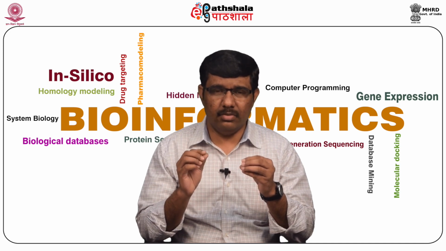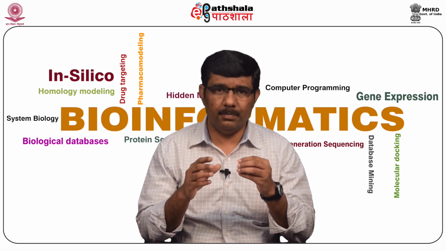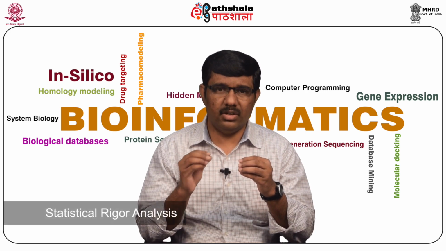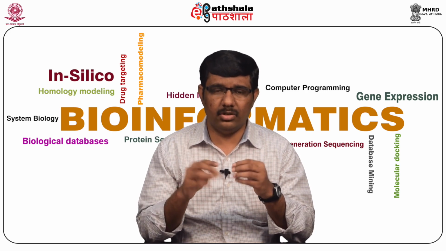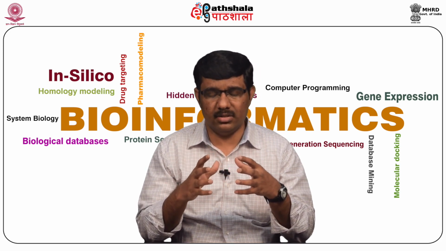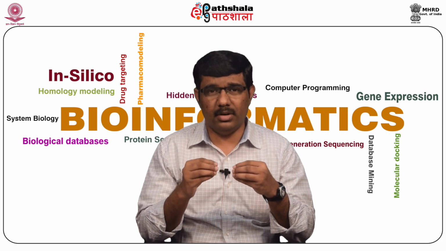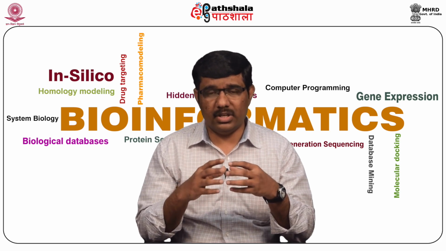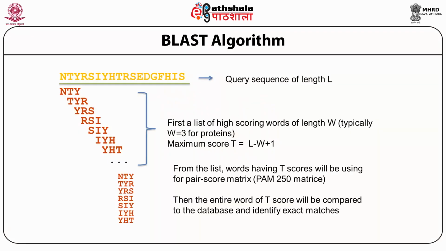That means it has very good speed, it is user friendly, and it has very good statistical rigor analysis, and it is more sensitive to give a better sequence analysis and better sequence alignment, and better for searching against the large databases. So BLAST has the benefits of speed, it is also user friendly, and it has very good statistical rigor. So let's take an example here.